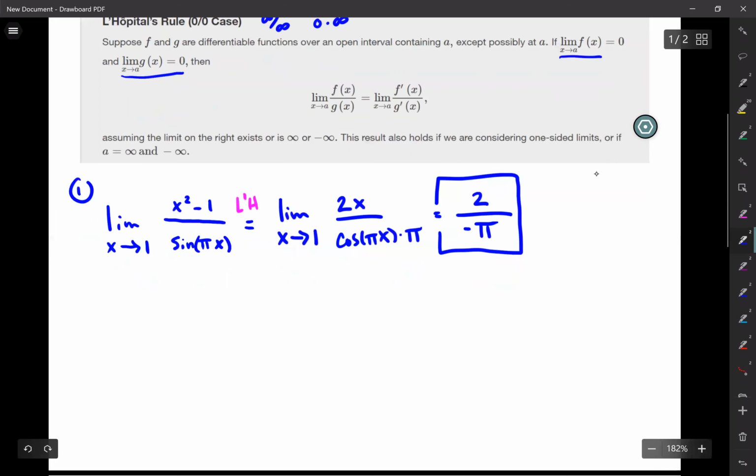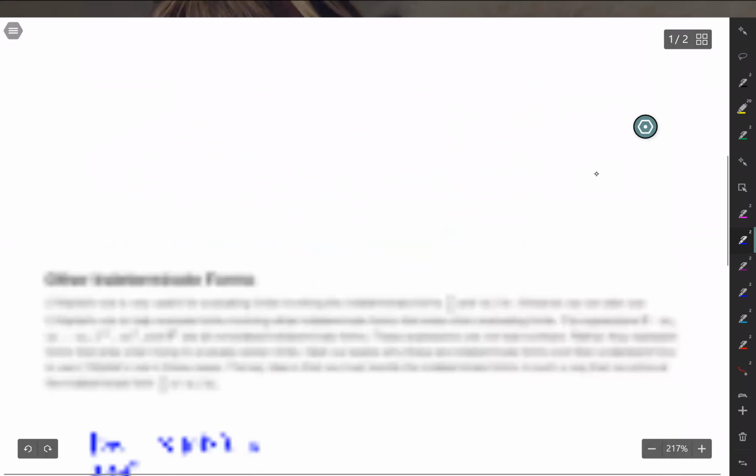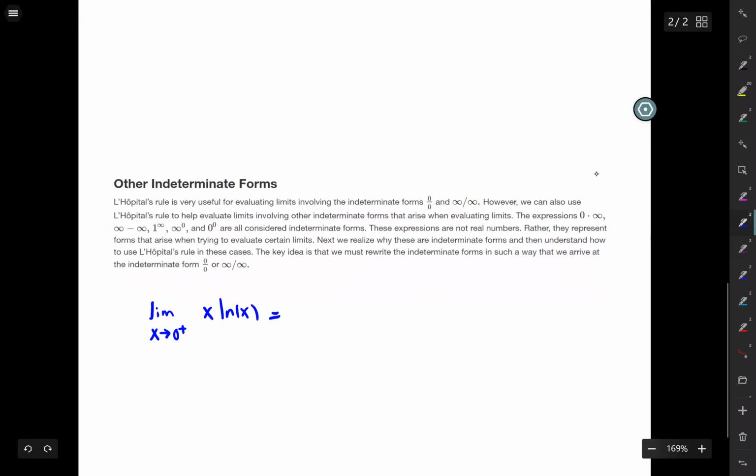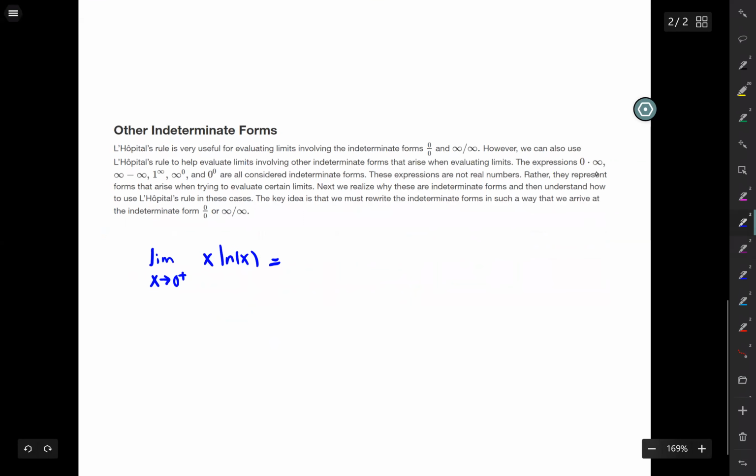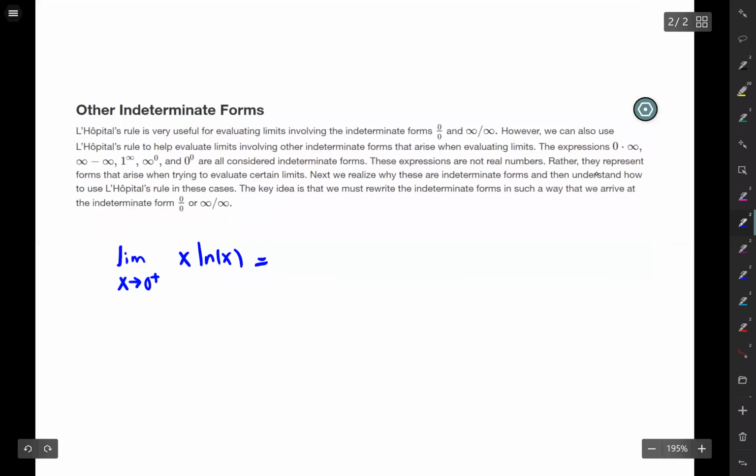And maybe one that isn't 0 over 0. There's a little blurb in the textbook that says that we can do 0 over 0 and infinity over infinity. And then we can do all these other expressions like 0 times infinity, infinity minus infinity, 1 to the infinity, infinity to the 0, and 0 to the 0. Those are all what are known as indeterminate forms. And the trick for this is you really just try to turn it into either the 0 over 0 or infinity over infinity case by doing a little bit of algebra.